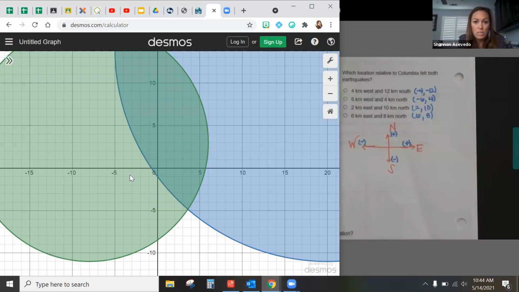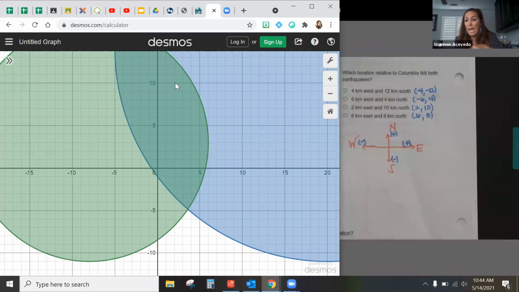So it's not going to be my first option. I go to my second one. I go to -6, +4. So -6, +4 is here. So only one of the earthquakes felt it. And when I go to 2, 10, so if I go to 2, 10, can you guys see the mouse on there? I just assumed you could, but I actually don't know. Okay, cool. So when I go to 2, 10, you can see that is where they both overlap.